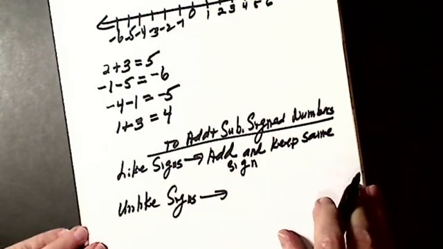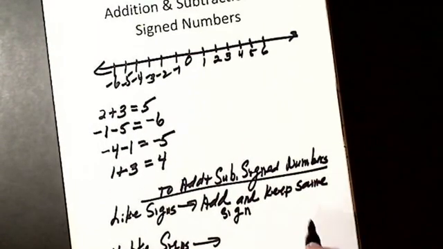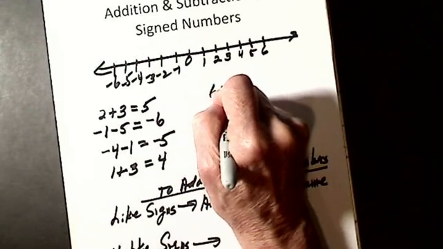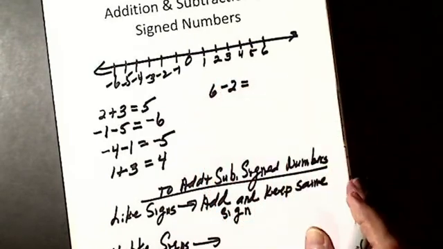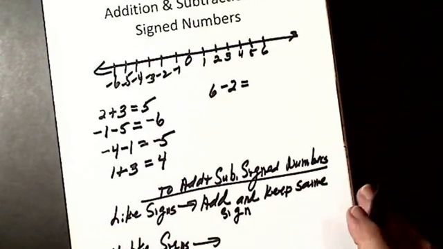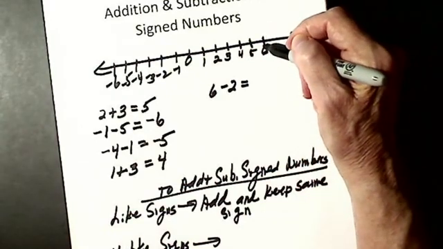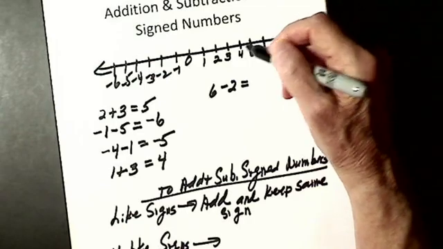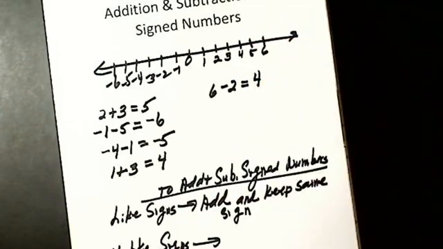Now we got to go to if the signs are different. Let's say I have 6 minus 2, or 6 negative 2. Now I'm still really adding. The only true form of subtraction is a minus in front of parentheses, which we do next. But this means I start with a 6, I go 2 this way, I end up with 4.